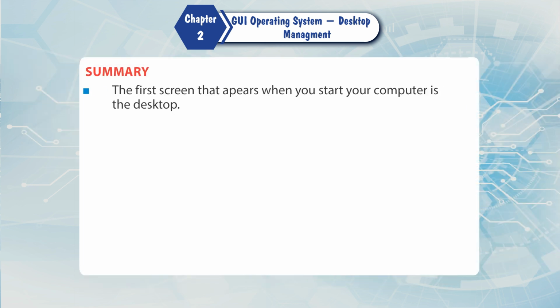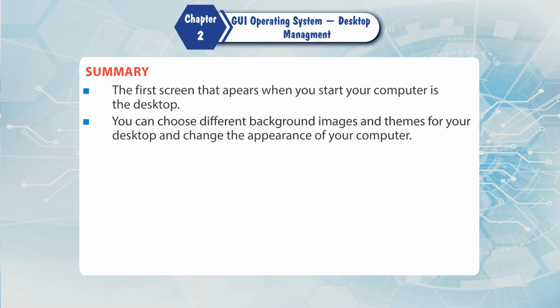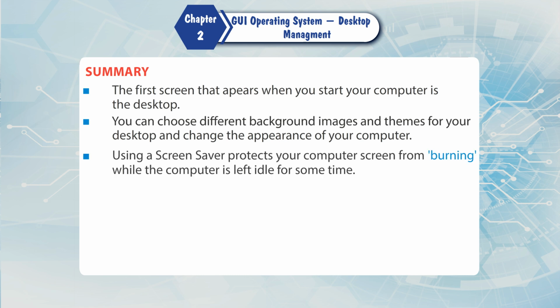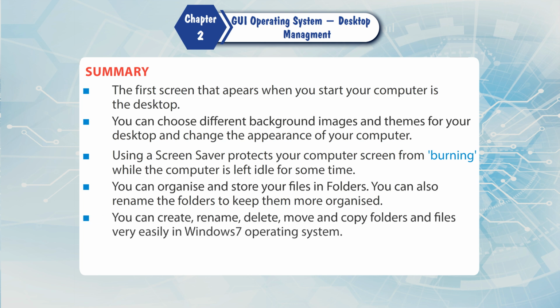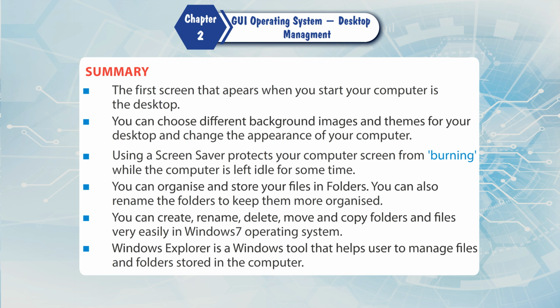Summary. The first screen that appears when you start your computer is the desktop. You can choose different background images and themes for your desktop and change the appearance of your computer. Using a screensaver protects your computer screen from burning while the computer is left idle for some time. You can organize and store your files in folders. You can also rename the folders to keep them more organized. You can create, rename, delete, move and copy folders and files very easily in the Windows 7 operating system. Windows Explorer is a Windows tool that helps users to manage files and folders stored in the computer.